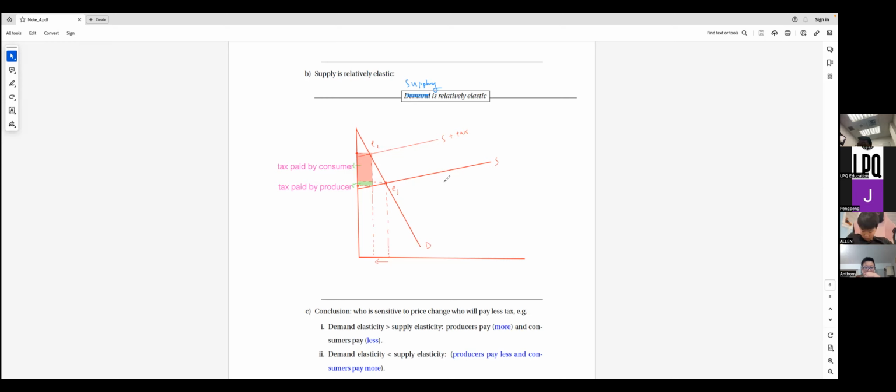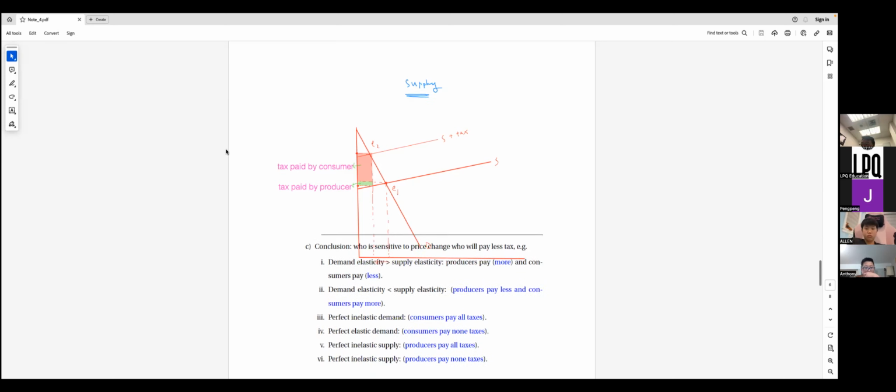Any questions so far? No questions? Okay, no questions. Let's generalize our conclusion a little bit. Okay, we did number one and number two here, right? We did a total of two graphs. So we already proved that when ED is greater than ES, producers pay more and consumers pay less. This is the first graph. We just did our second graph here.